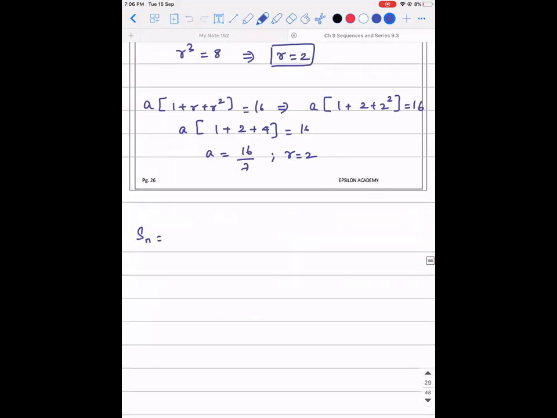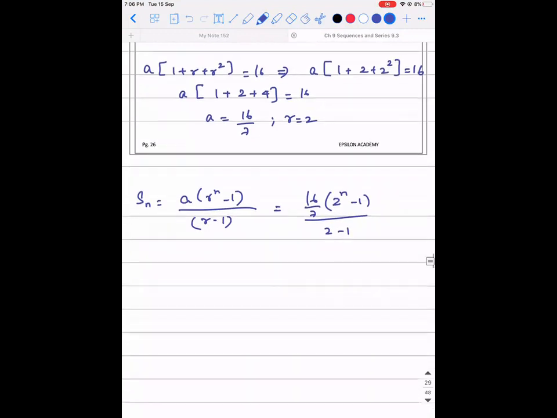So Sn will be equal to A into R power n minus 1 divided by R minus 1. A is 16 by 7 into R is 2 power n minus 1 divided by 2 minus 1. So 16 by 7 into 2 power n minus 1 will be the required answer. Good.